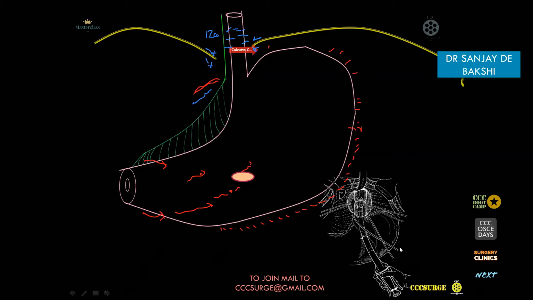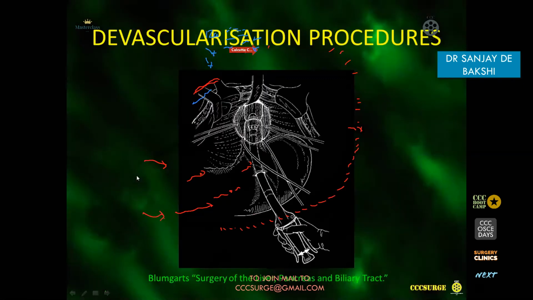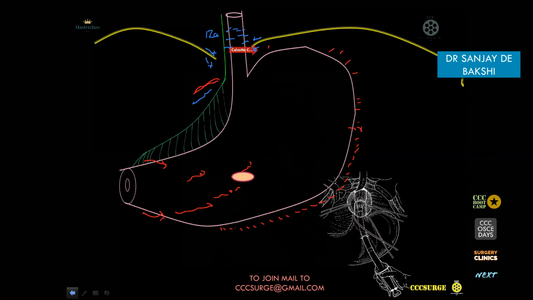Particularly, if you've done a sclerotherapy, there's a frightening amount of fibrosis that you find around out here. As a matter of fact, dissecting this part is one of the most difficult things to do if you've already had a sclerotherapy.